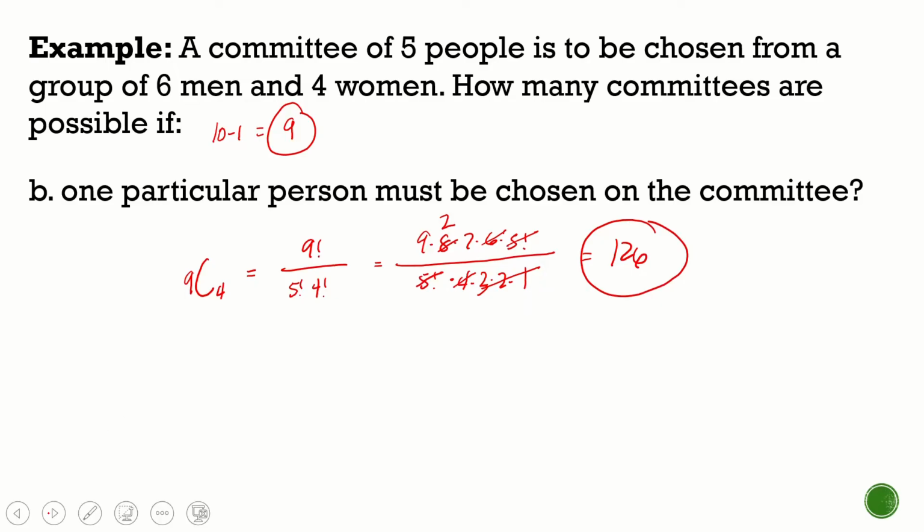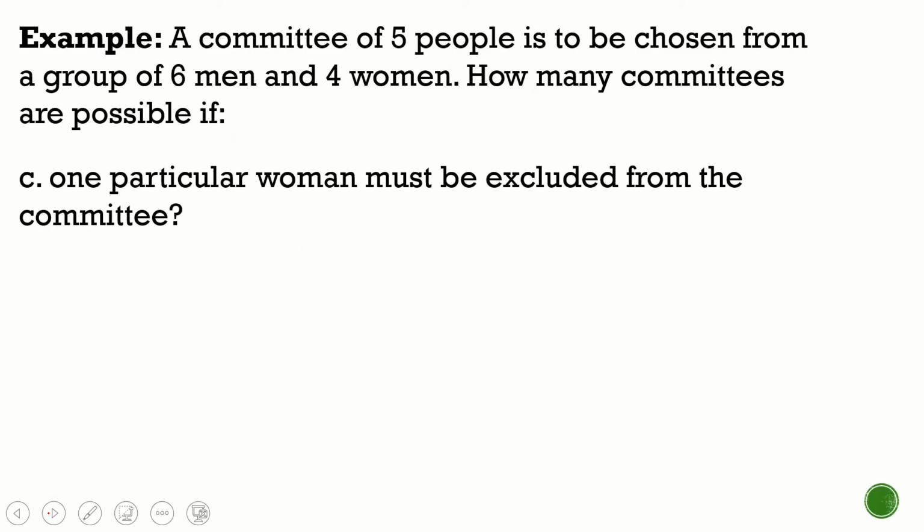Let's go to the next one. Here, one particular woman must be excluded from the committee. If you think about this, we have 10 members or 10 options here. Out of those 10, 1 should be excluded. So that means our selection will only be 9. But we will still choose 5 out of those 9. So this is 9 taken 5 at a time. I can explain this again.